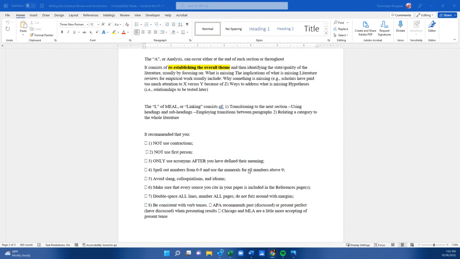Spell out numbers 0 to 9, and for all numbers above 9, use the actual numeral representation, which is like the number. Definitely avoid slang, idioms, and colloquialisms. This is a professional research paper, so treat it as such. Make sure you double space all lines, and you have to double space throughout your whole paper. Make sure the margins are correct, 1 inch all the way around. Be consistent with verb tenses.